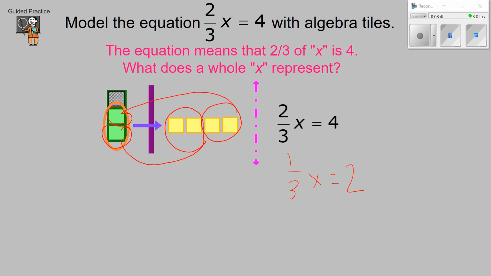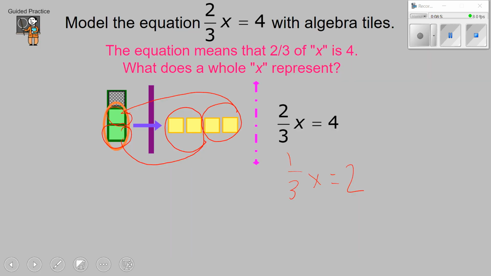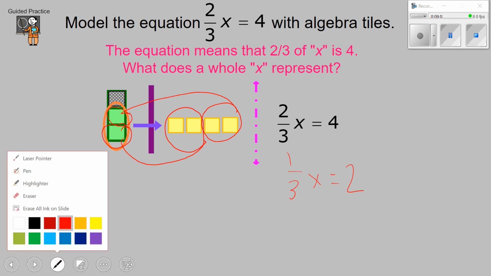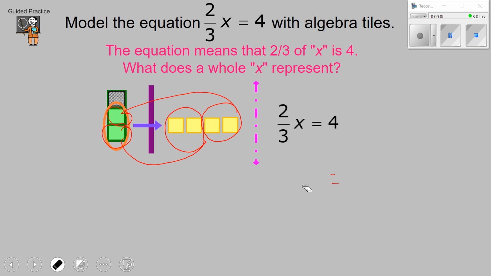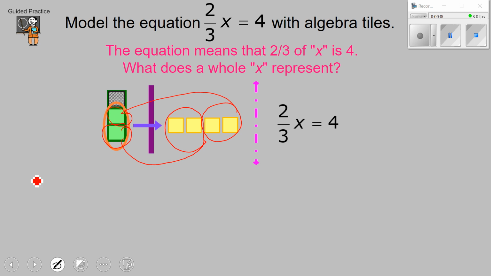But let's look at that mathematically and see if we can't solve that. If I have, I'm going to erase that. Hold on. Okay. So now, sorry about that.